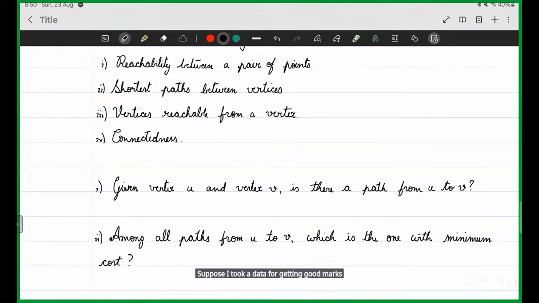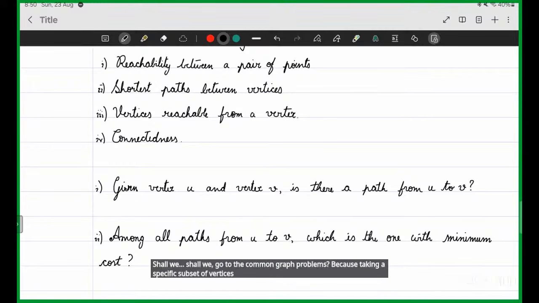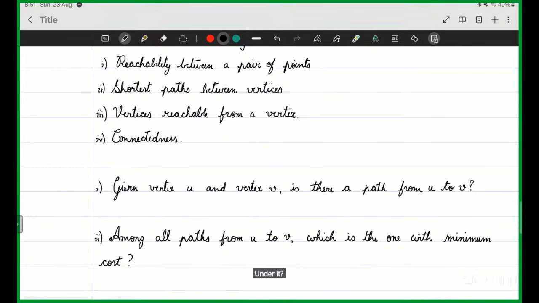Shall we go to the common graph problems, because taking a specific subset of vertices which makes sense or which achieves a certain purpose is a common theme for the problems we will discuss below. Maybe after we discuss that, your question will make even more sense. Okay, sir. Yes, of course, go ahead.